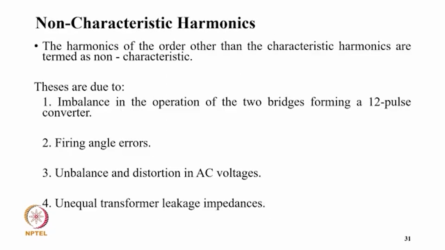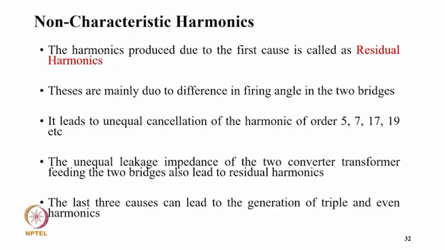angle. So coming to non-characteristic harmonic, the harmonics of the order other than the characteristic harmonics are termed as non-characteristic, and these are due to the imbalance in the operation of the two bridges forming a 12 pulse converter. Second is the firing angle error. Third is the unbalance and distortion in AC voltage, and fourth is unequal transformer leakage impedances.